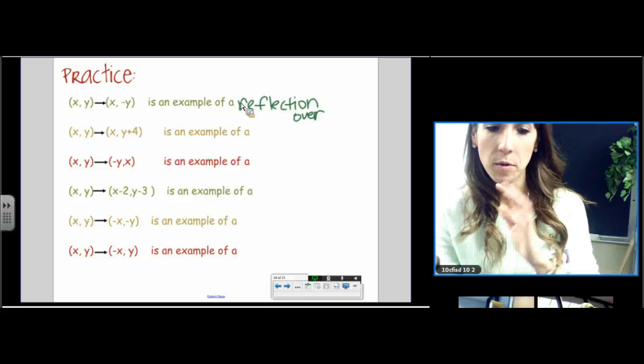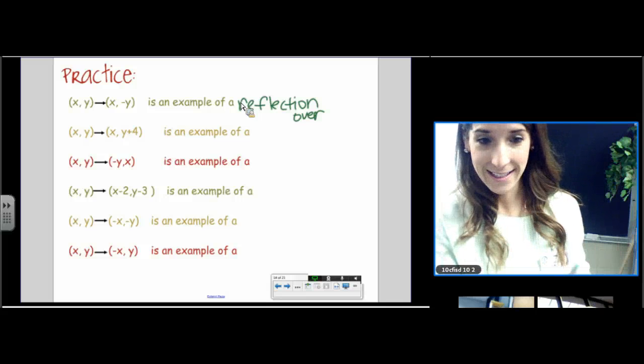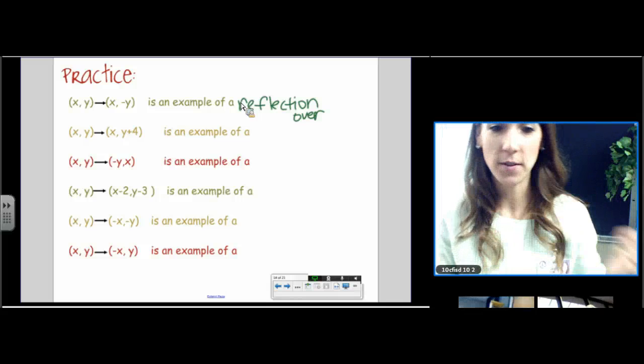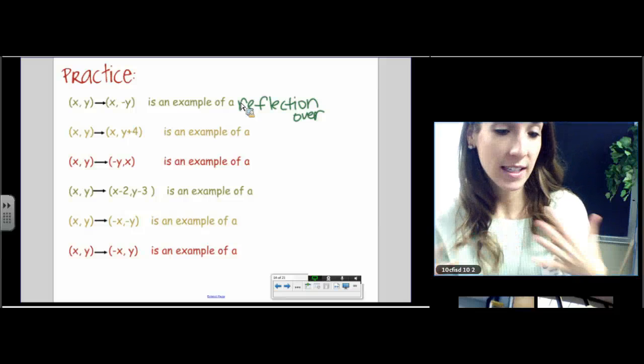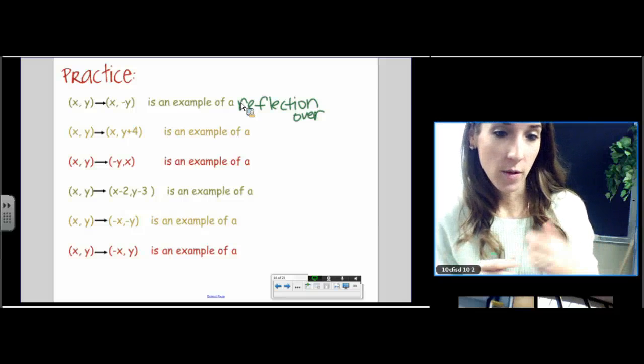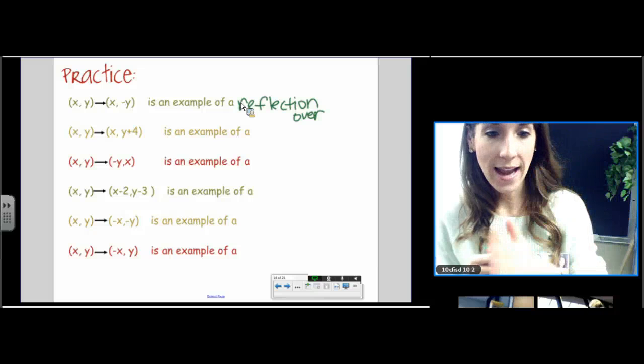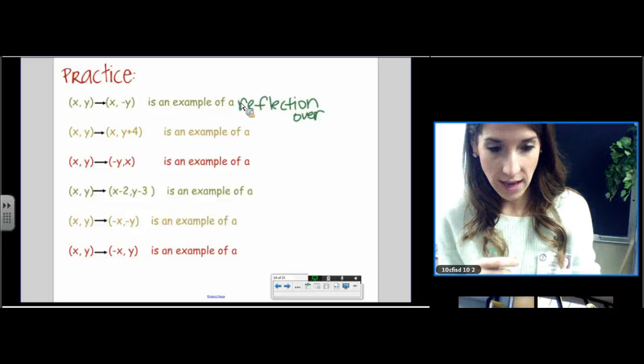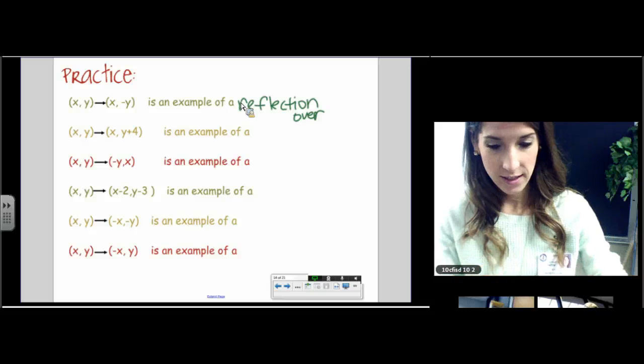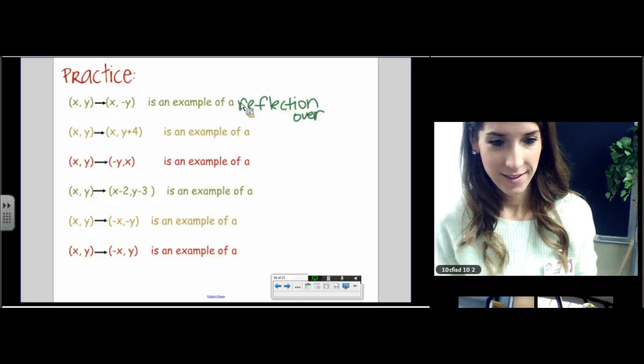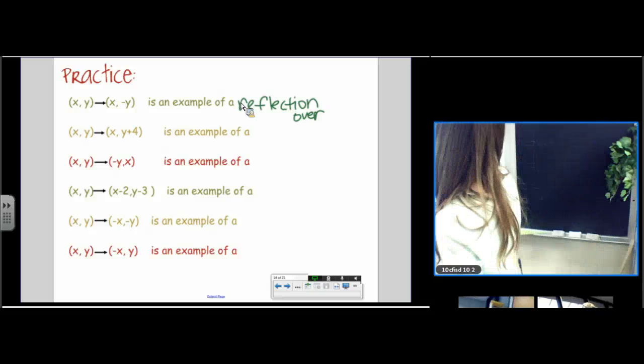Remember from yesterday, when you reflect over the y-axis, you change the x. When you reflect over the x-axis, you change the y. It's the opposite. So in this one, I made the y negative, so that means I reflected over the x. Very good.